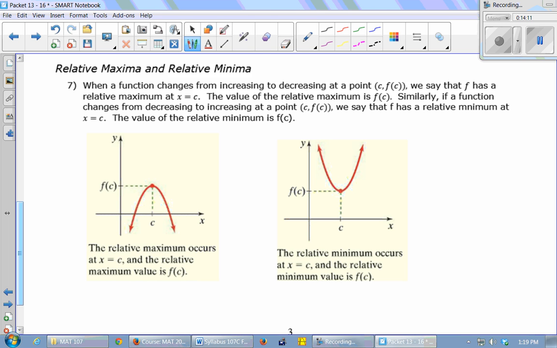And similarly, if a function changes from decreasing to increasing, like in picture 2, decreasing, decreasing, decreasing, and then it turns around and changes to increasing, we call that a relative minimum at x equals c. So c is the location of the minimum. The value of the minimum is the y-coordinate.